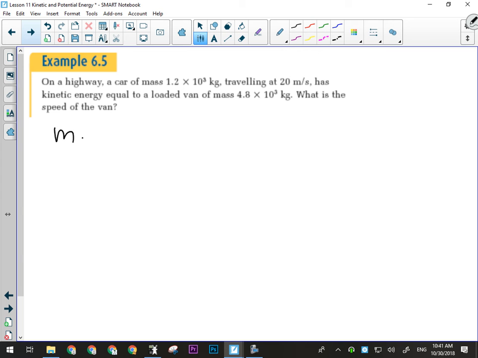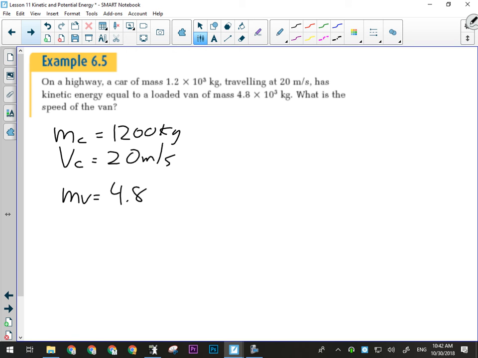So here's what we know. We know the mass of the car, and we know the speed of the car. Okay, we also know the mass of the van. Okay, we know they have the same kinetic energy. So we need to figure out how fast the van is going. Can I figure out how much kinetic energy the car has? Right? I have the mass of the car, I have the speed of the car. I have m and v. So I can calculate the kinetic energy of both vehicles because they told me they have the same kinetic energy.